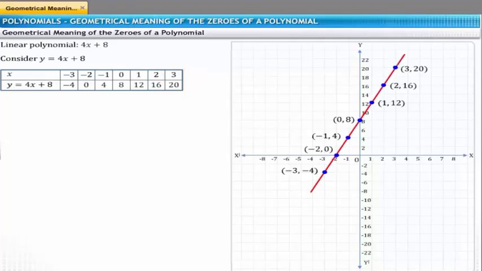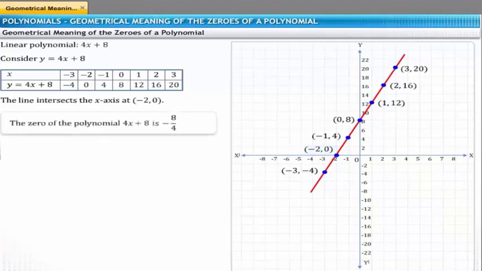On joining all these points, we get a straight line. As you can see, this line intersects the x-axis at the point -2, 0. This means that the line intersects the x-axis when x is equal to -2. As per the definition of the zero of a polynomial, the zero of this linear polynomial is -8 upon 4. This implies that the zero of this polynomial is -2.